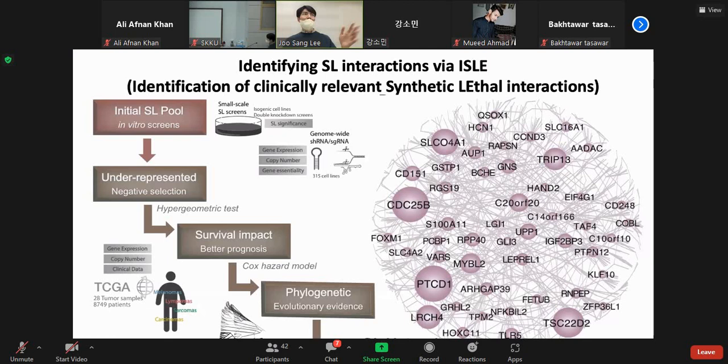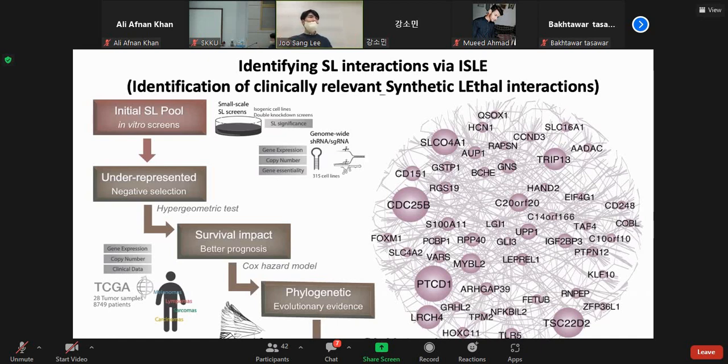So instead of looking at the double knockout or isogenic versus genome-wide knockout data sets, we looked at the large-scale cancer cell line data, which is called DepMap, the cancer cell dependency map, and we used the gene expression, copy number, or mutation data, and their gene essentiality data, which was obtained by RNA interference or CRISPR knockout.